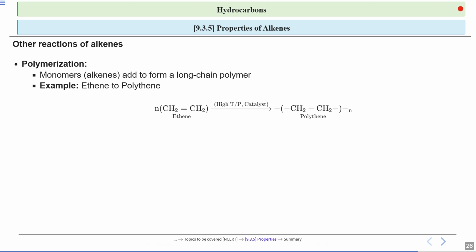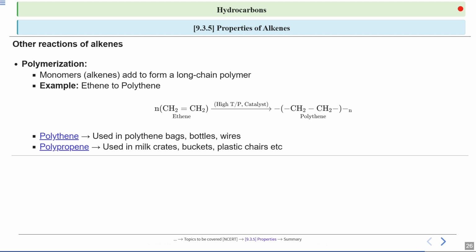Notice how the double bond is broken and replaced by a single bond in the polymer chain. Now, polythene is used in polythene bags, bottles and wires. The properties of polythene, such as flexibility and strength, come from the way the polymer chains are arranged and how long they are. Finally, polypropene, if we use propene in place of ethene, is used to make milk crates, buckets, plastic chairs, etc.